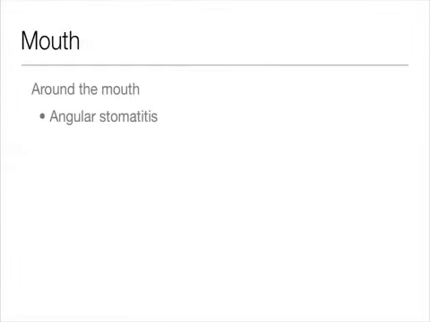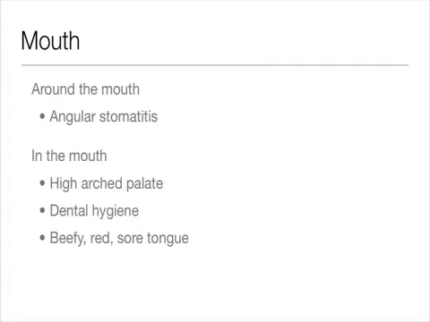Then we want to look in the mouth. We want to look around the mouth for any angular stomatitis that you might get in B12 deficiency, and also look in the mouth. A high arch palate is associated with Marfan syndrome. Also look at the dental hygiene, because poor dental hygiene is a risk factor for cardiovascular disease. You may also see the beefy red sore tongue that you get with B12 deficiency, and as we said before, anemias are important to watch out for.